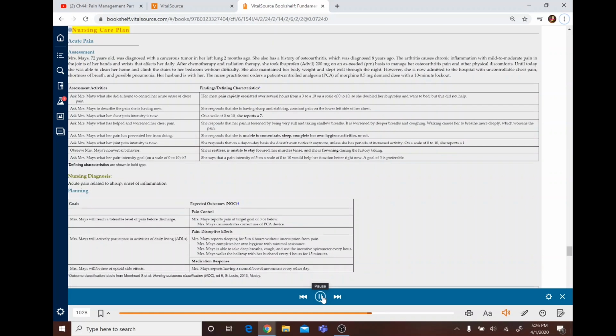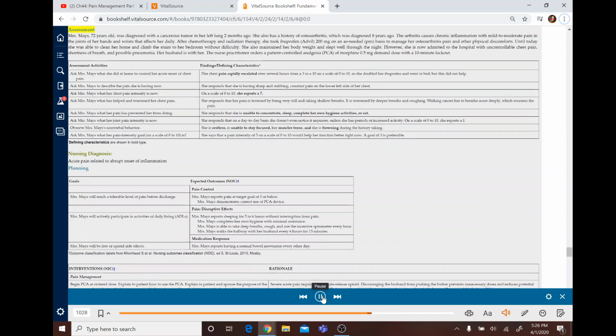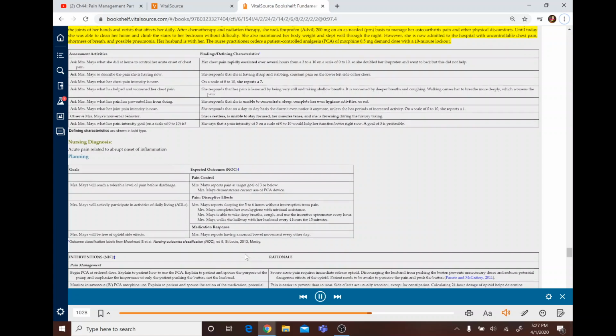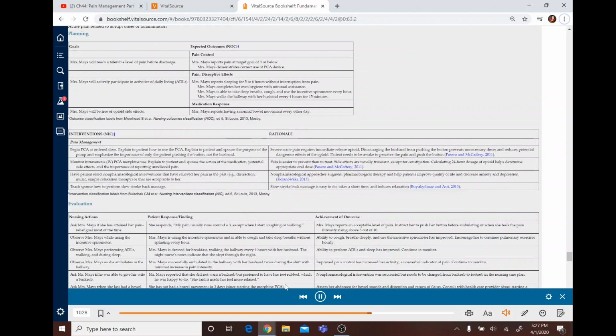Nursing care plan. Acute pain. Assessment. Mrs. Mays, 72 years old, was diagnosed with a cancerous tumor in her left lung 2 months ago. She also has a history of osteoarthritis, which was diagnosed 8 years ago. The arthritis causes chronic inflammation with mild to moderate pain in the joints of her hands and wrists that affects her daily. After chemotherapy and radiation therapy, she took ibuprofen, Advil, 200 mg on an as needed basis.